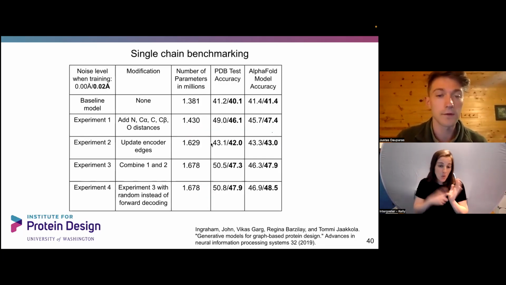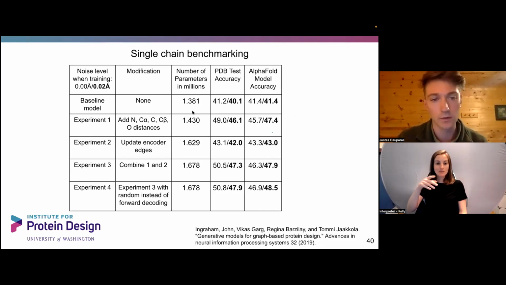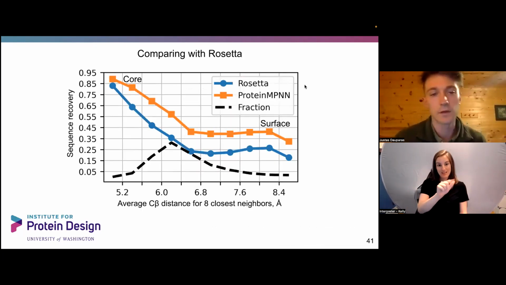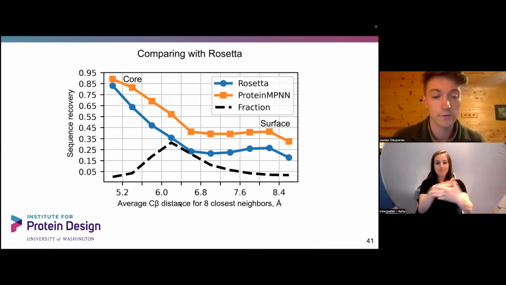All of the other results that I'll show will be for the model that is actually on the ProteinMPNN GitHub. So this is the only one that is more like a toy example. So comparing the Rosetta that's been mainly used in the Baker lab, I'm plotting the sequence recovery as a function of the average C beta distance.